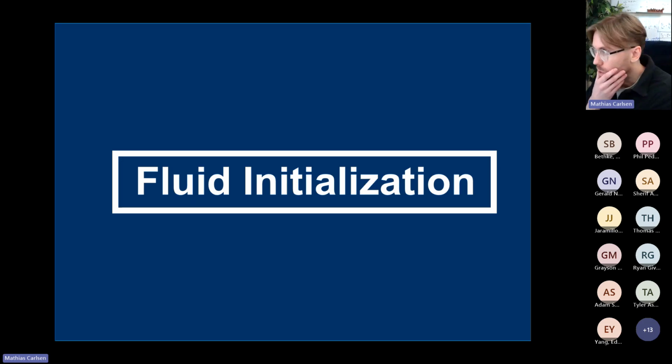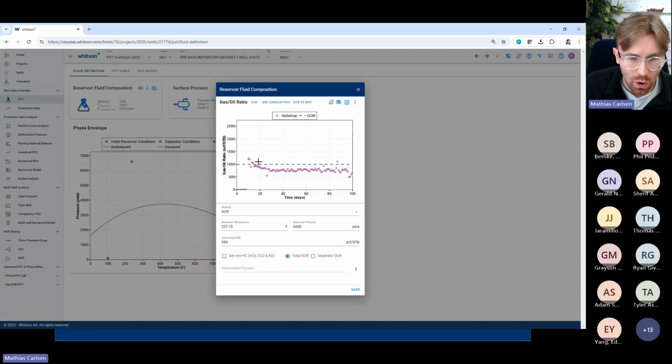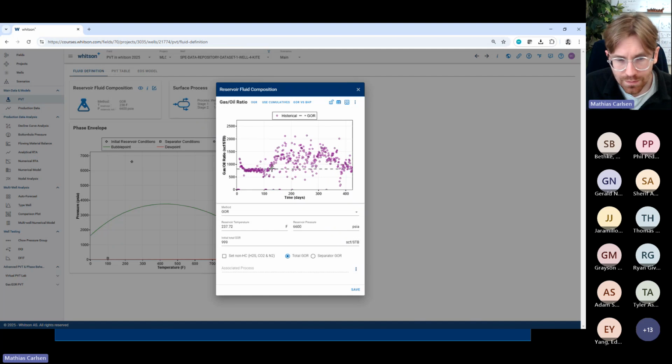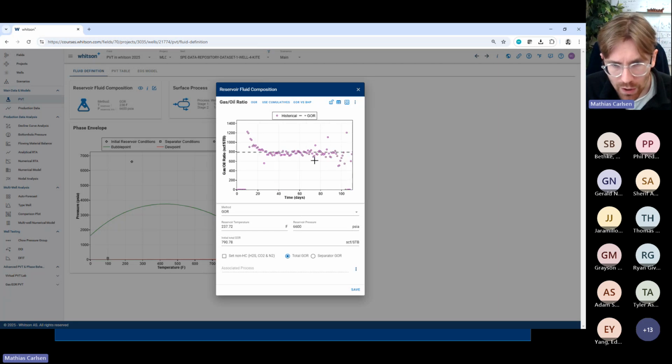The next thing we're going to talk about is very relevant for many of you when it comes to initializing fluids in general. This is just an exercise for you: when I have a well like this, and I have the producing GOR over time, which GOR should I use? If you take a look at these first 100 days of producing GOR, it starts up at 1200 and then stabilizes down here. Which one of these should you use?